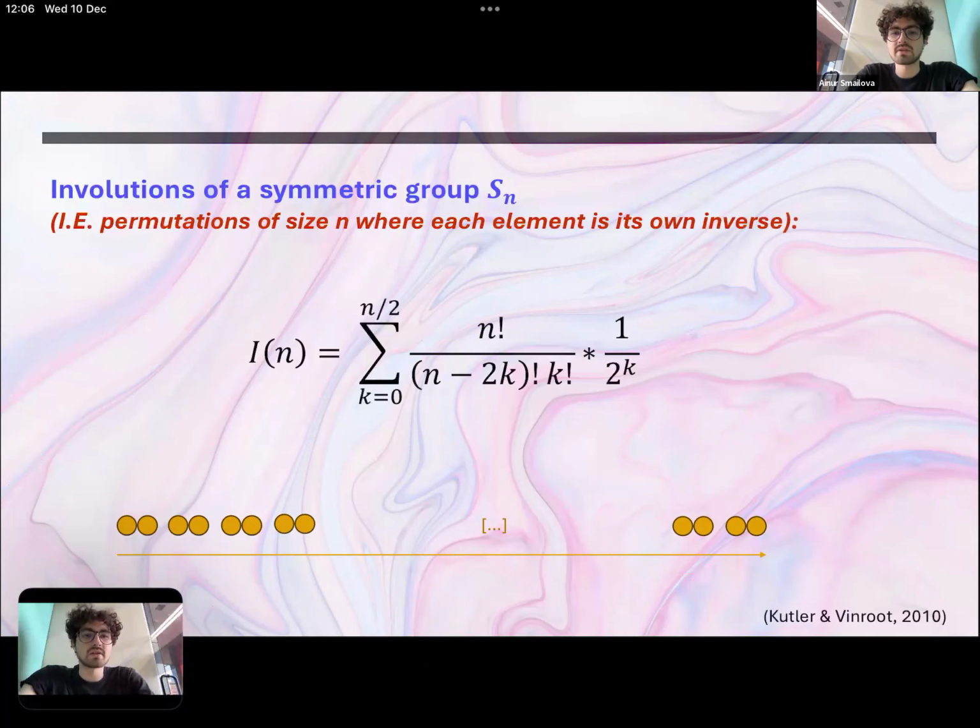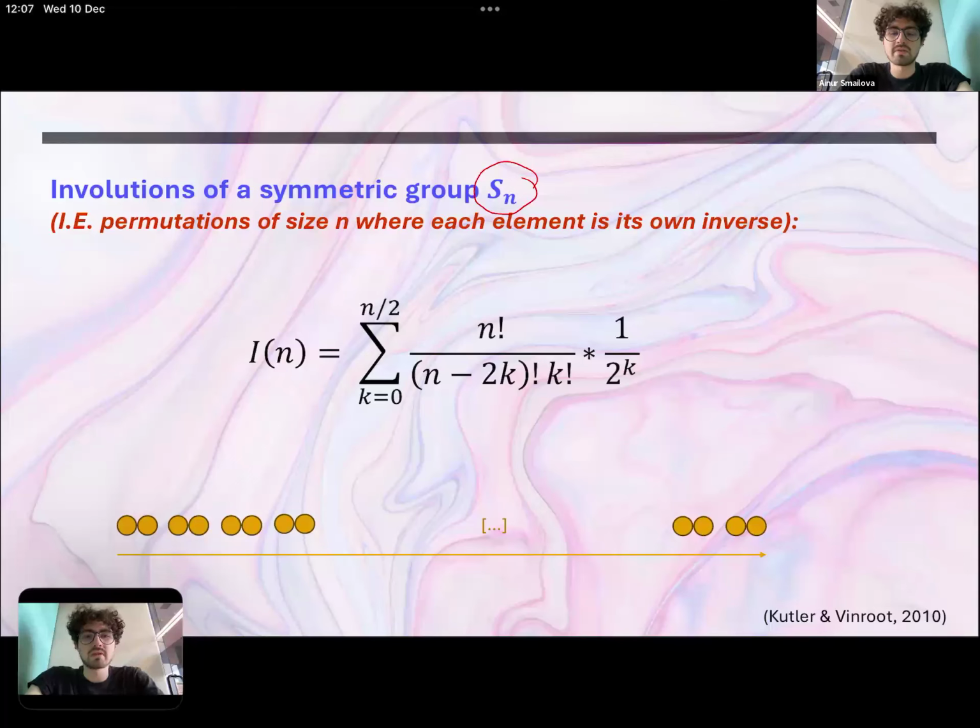Now, the way you would actually calculate it is through this formula. The proper term for these would be all the involutions of a symmetric group. The formula looks quite complicated, but if you break it down, it's essentially doing what we've done in this example here. So you begin at k equals 0. This would mean every element is fixed. This is the equivalent of the identity matrix, but we're not interested in that. And then we would go up until n halves.